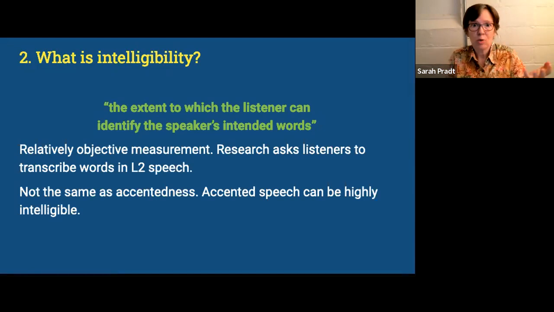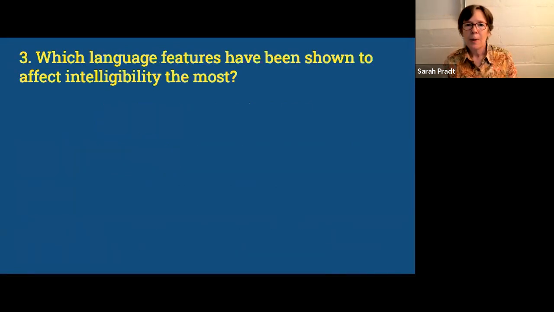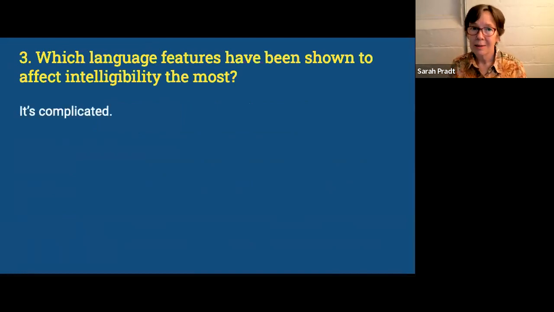Accented speech can, as we all know, be highly intelligible. It's not the same as comprehensibility, although it is part of a broader notion of comprehensibility, which is a more subjective measurement of how difficult it is to understand speech. Okay, what causes intelligibility? What language features have been shown to affect intelligibility the most? It's complicated.